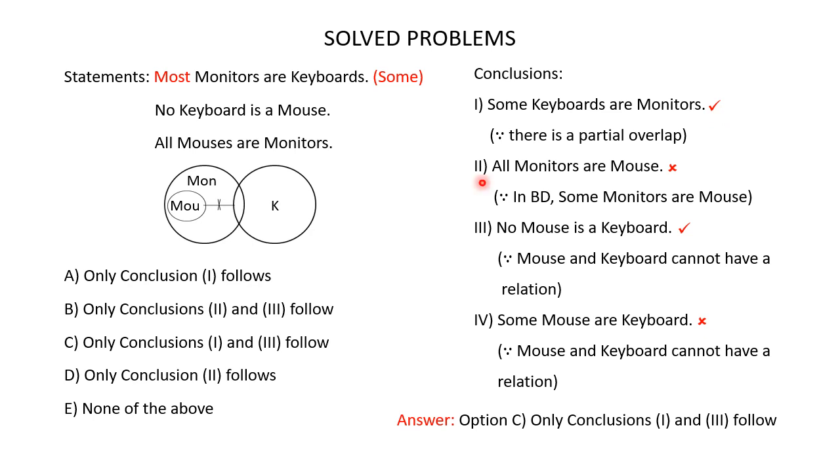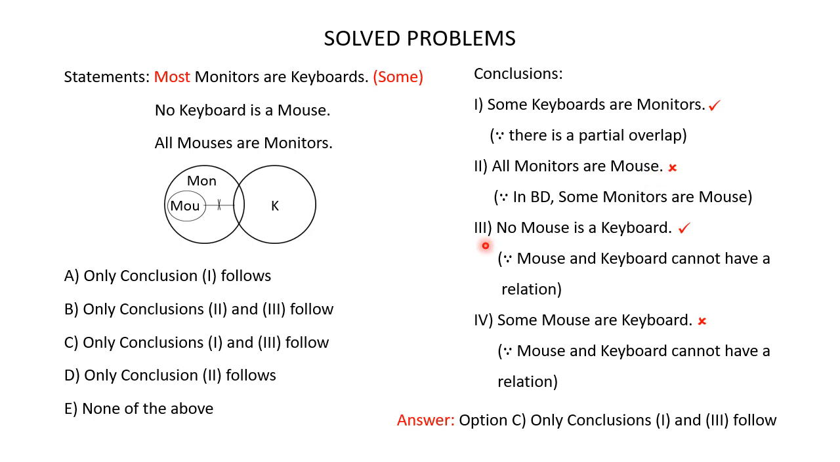Conclusion 2. All monitors are mouse. So we have monitors here and mouse here. Clearly you can see that this portion of monitors is mouse. This means some monitors are mouse. Now if some monitors are mouse, you cannot say all monitors are mouse. So the conclusion all monitors are mouse is wrong. Conclusion 2 does not follow.